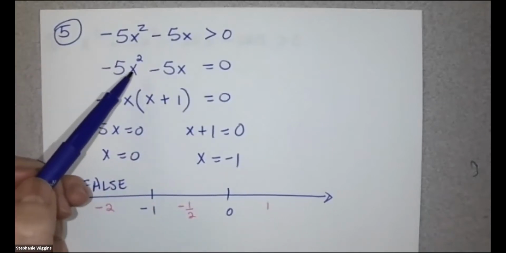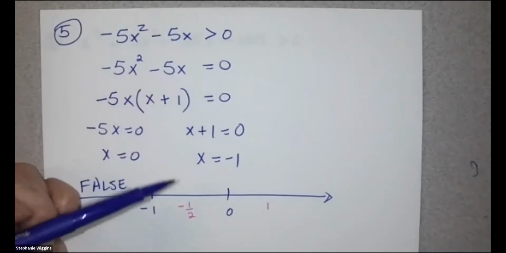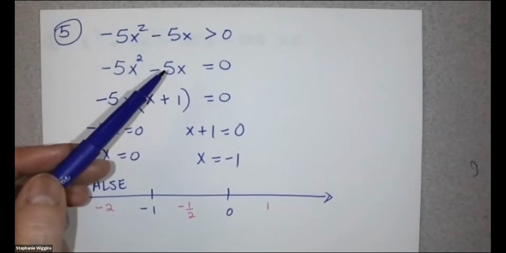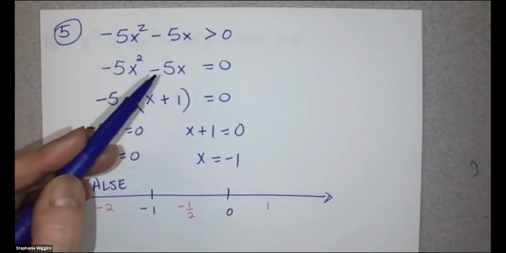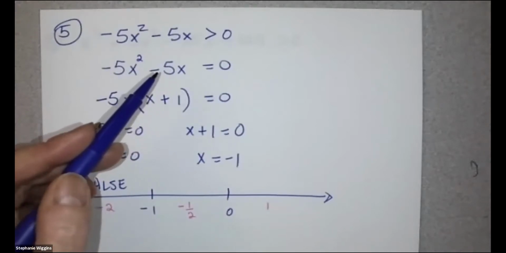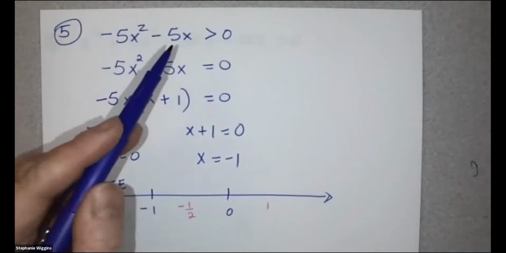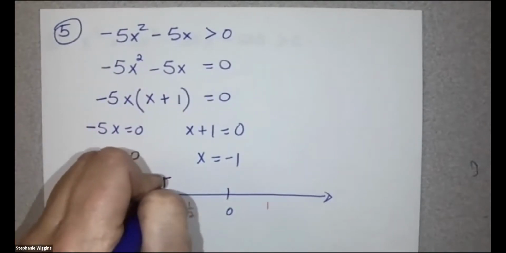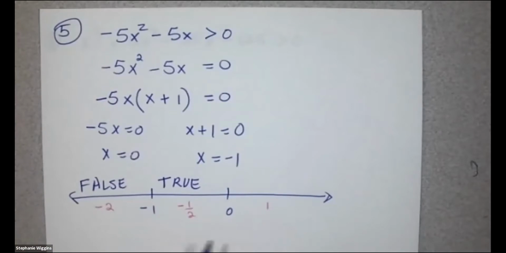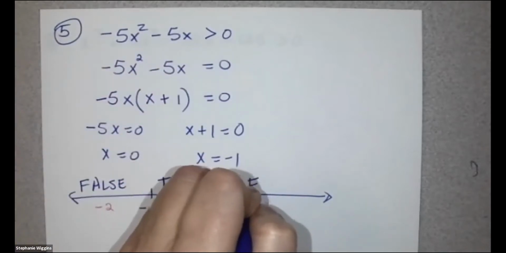-1/2 squared is 1/4. So this is going to give me -5/4 plus, because I have a -1/2 times a -5, plus 5/2. So -5/4 plus 5/2. Since the denominator is smaller for the 5/2, it's going to be positive because I'm subtracting a smaller number. So I get a positive, greater than 0. That's true. Plugging in 1, I get -5 minus 5. That's -10. Is -10 greater than 0? That's false.